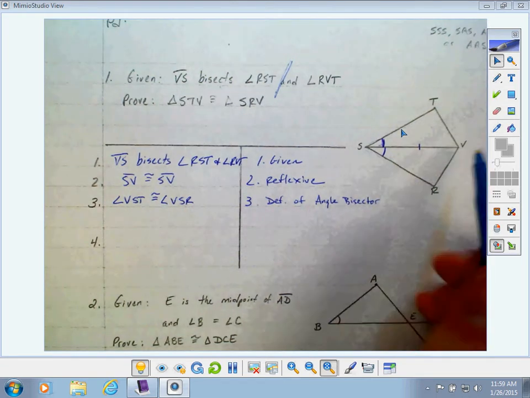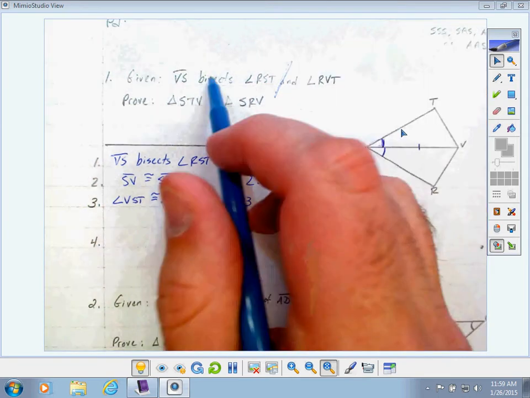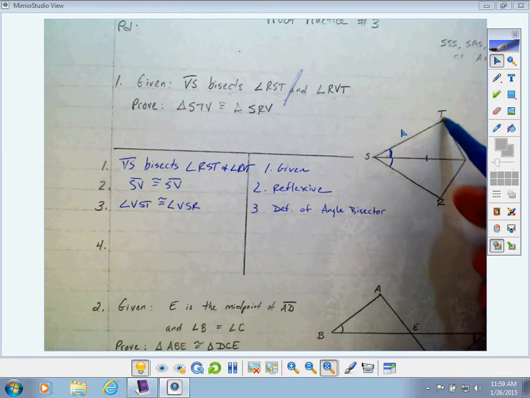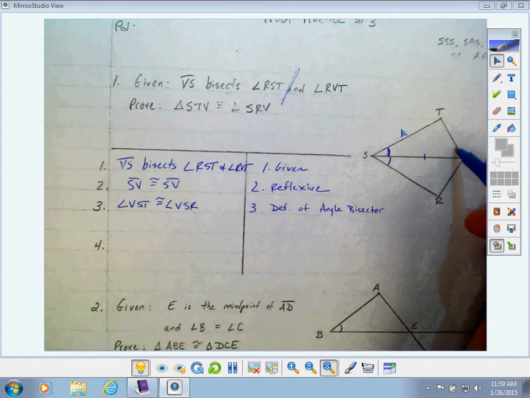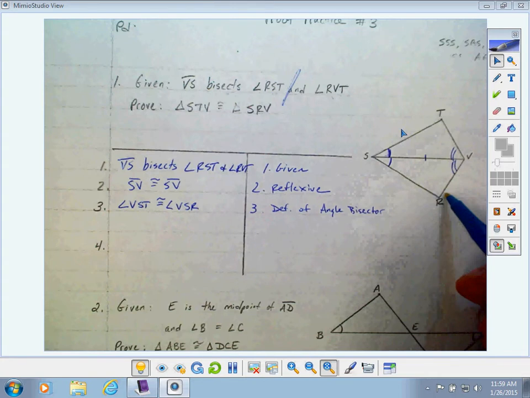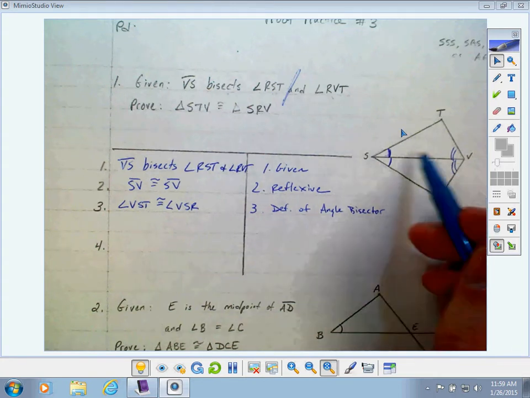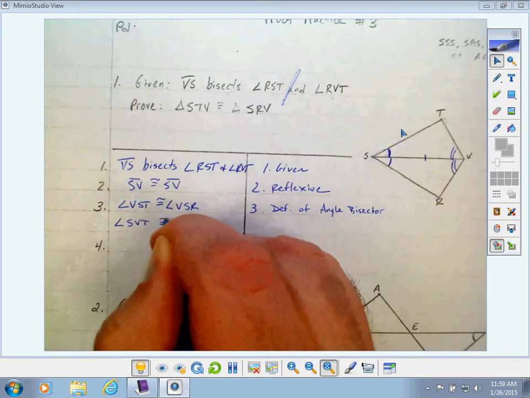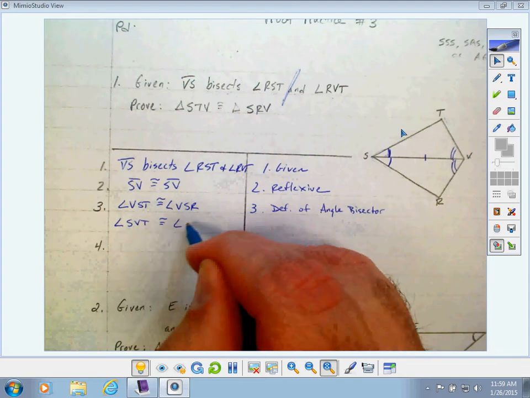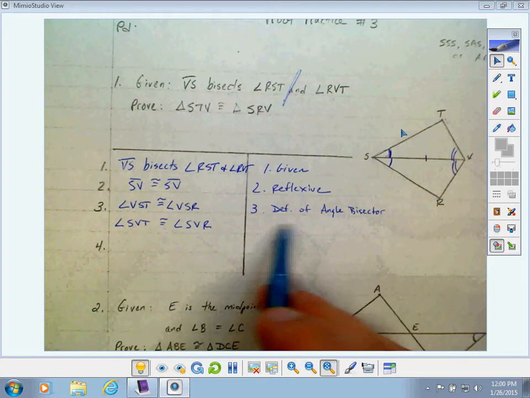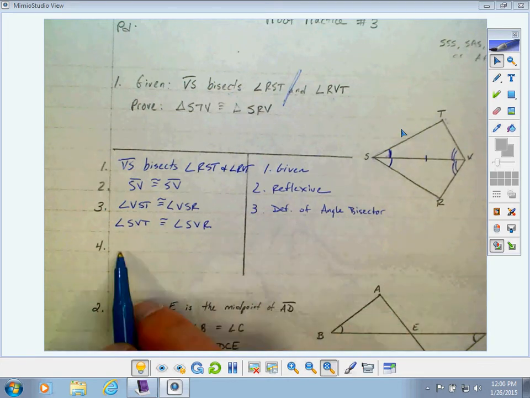If you look at the given, that was the first part of the given, but if you notice it also says that it bisects angle RVT, which is over here, this big angle right here, which means that these two halves are equal to each other. You notice I marked it twice because that's the second pair of angles that I know. This one is SVT and SVR. And because it's the same reason, I write it along in line 3 and I don't need to write it again. Finally, I'm down to step 4.